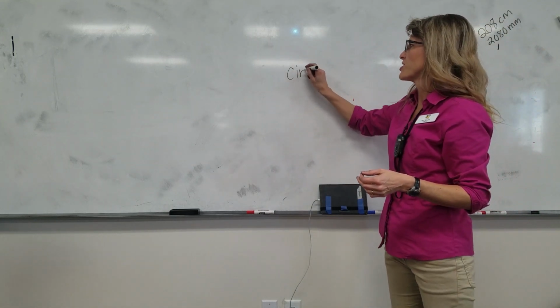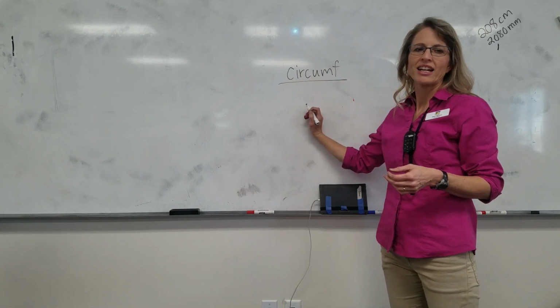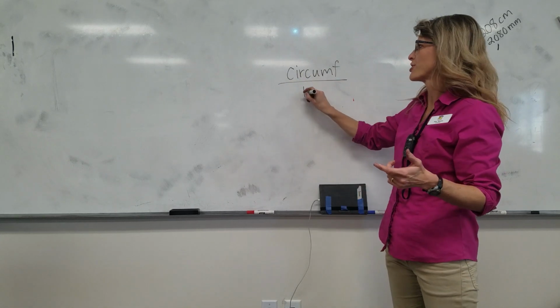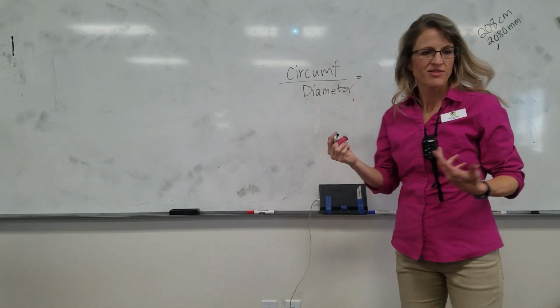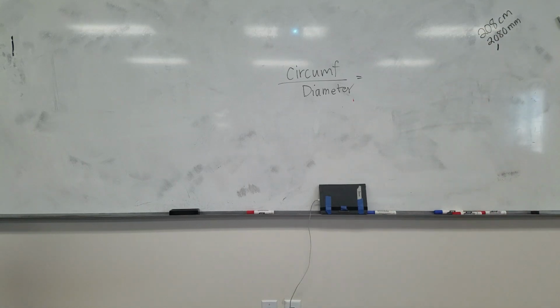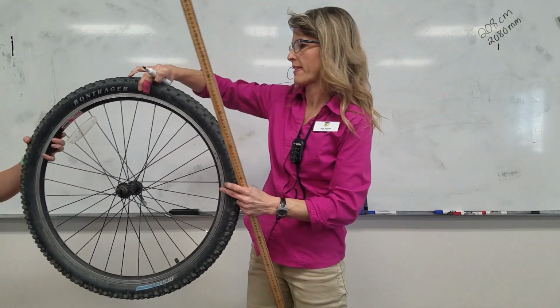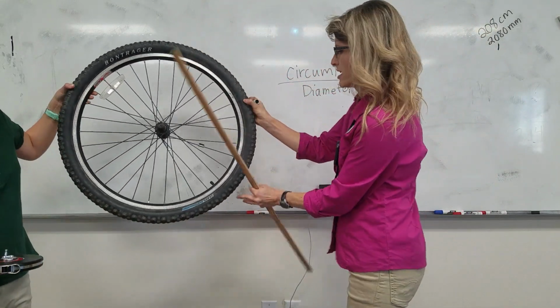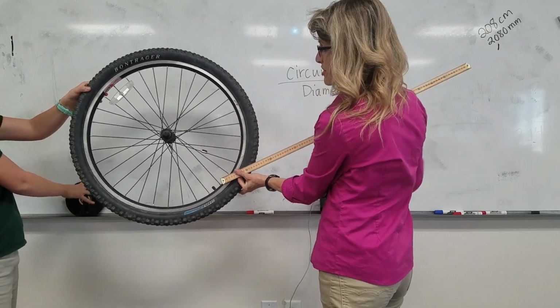I want to pose to you this possibility. If I took my circumference and divided it by the diameter of the wheel, what would I come up with? Let's find out the diameter. And I'm going to use this measurement. All right, Jasmine, will you hold this up? Okay, and then we're going to find out what the diameter is.